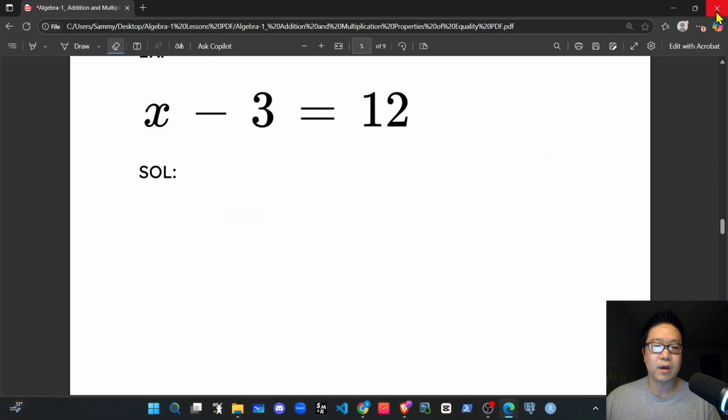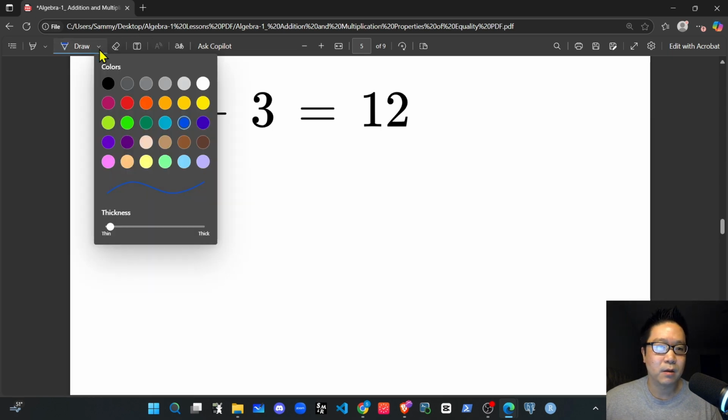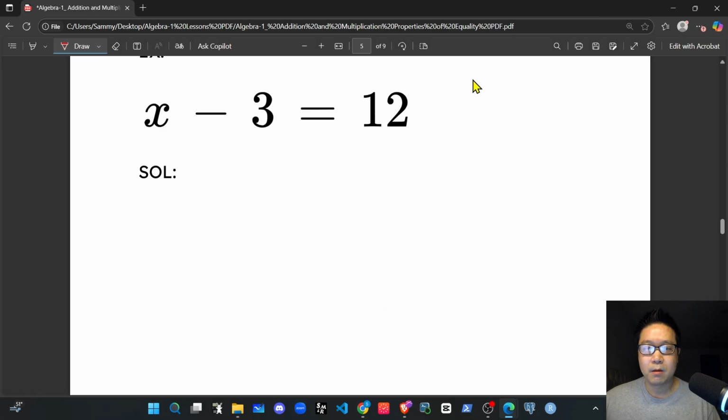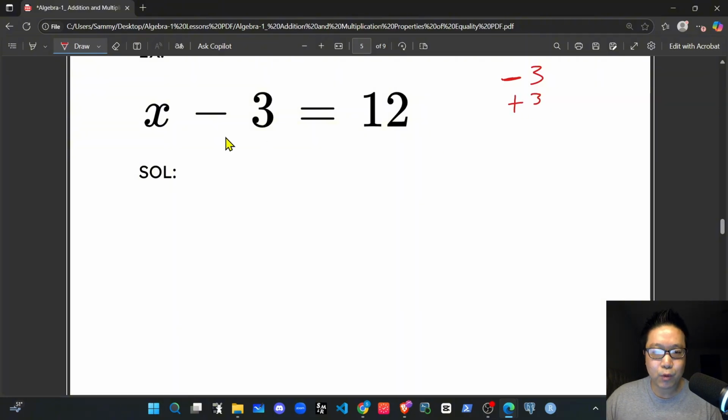So, okay, what is happening here? Well, as you can see, we're subtracting 3 from x. So what would be the opposite of that? If we're taking away 3, then the exact opposite of that would be to add 3, okay? So that's what we're going to do. We're going to add 3, but because of the addition property of equality, we're going to add 3 to both sides.